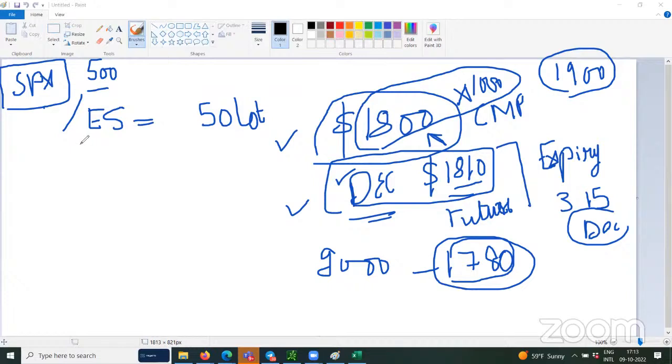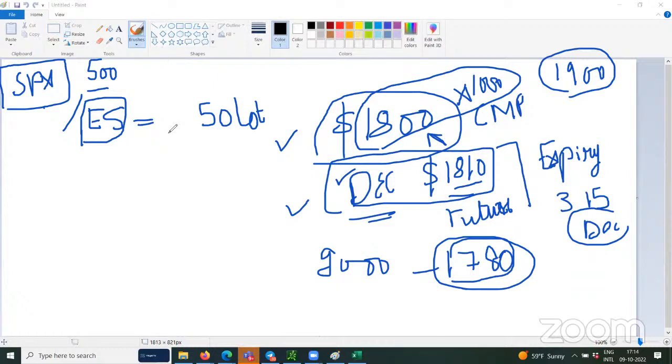Same thing happens to ES. You are trading an index and you are trading a future. The future can be at a premium or at a discount. There is no physical delivery of SPX in ES, but they are derivatives. So that is what happens.